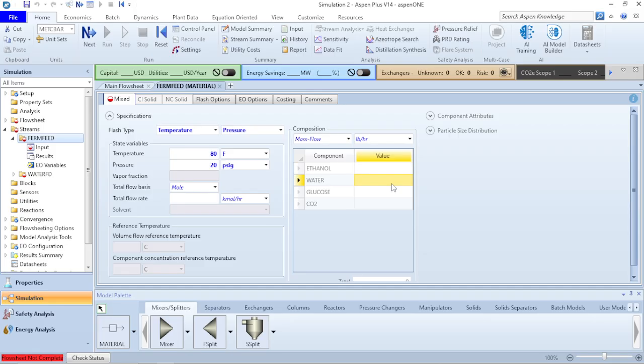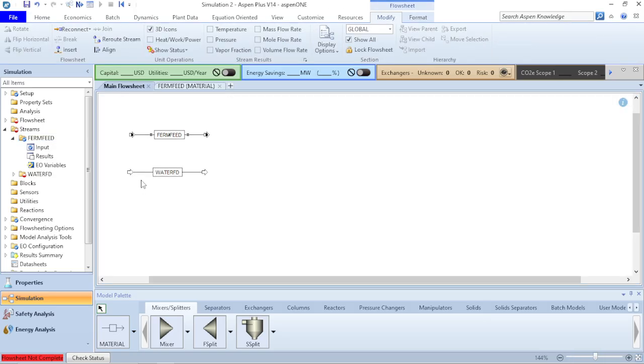So we have water to be 255,000. All right, that's 255,000. And then we have glucose to be 85,000. All right, so after doing this, you can see that it's showing the blue tick. All right, showing the blue tick. You can close this. Just come to this place.